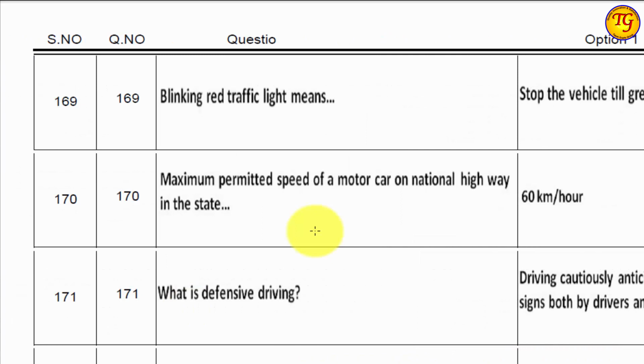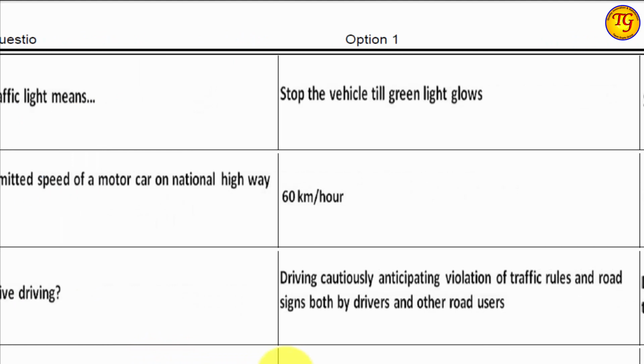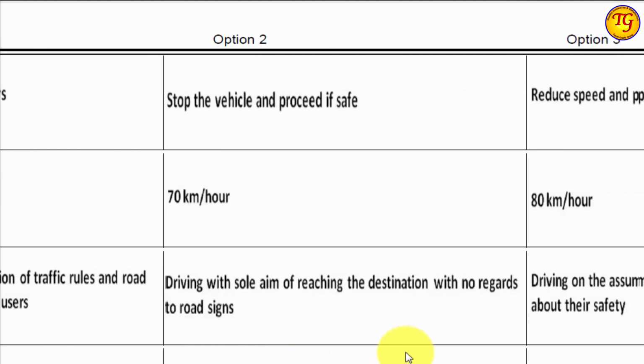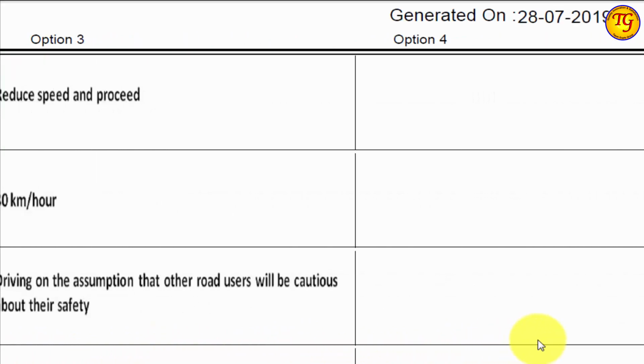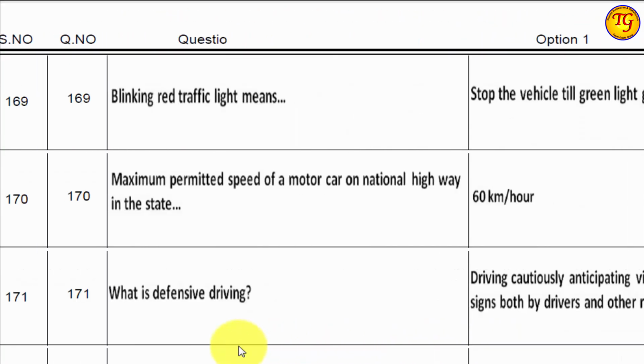Question number 170 says maximum permitted speed of a motor car on a national highway in the state. Motor car, okay, the options are 60 km per hour, option number 2 70 kilometers, and option number 3 80 kilometers per hour. The correct answer is second one, 70 kilometers per hour on national highways in the state for motor cars.